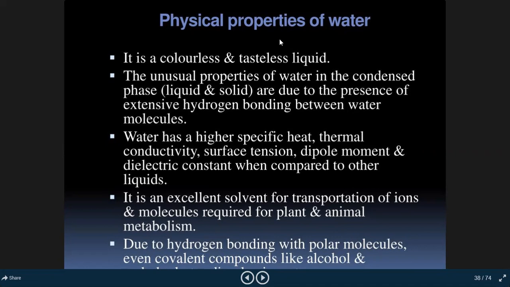So that is why, as compared to others, water is considered to be a universal solvent, because most of the things will dissolve in water only. Okay, and the things which will not dissolve in water, you can dissolve in benzene and some other compounds. It is an excellent solvent. Just now I have told you this thing. It is an excellent solvent for the transportation of the ions of molecules required for plants and animals metabolism.